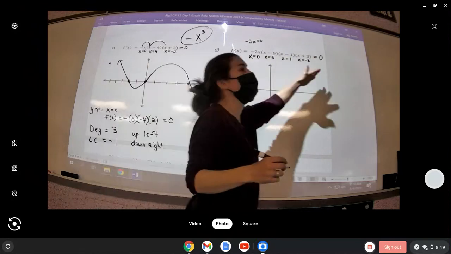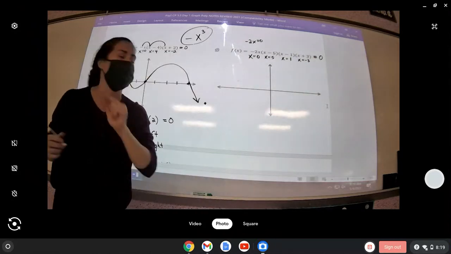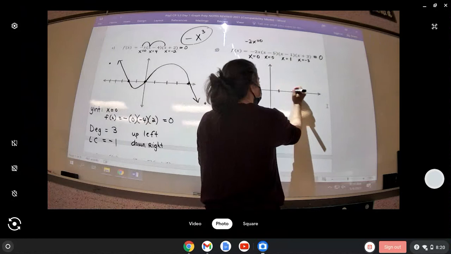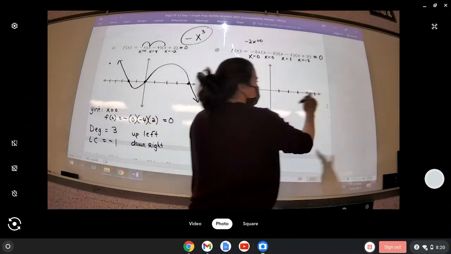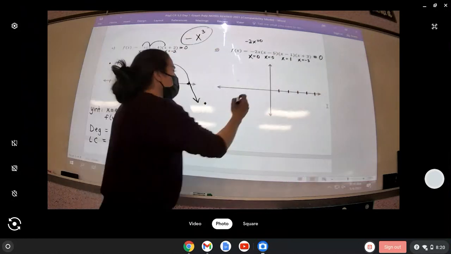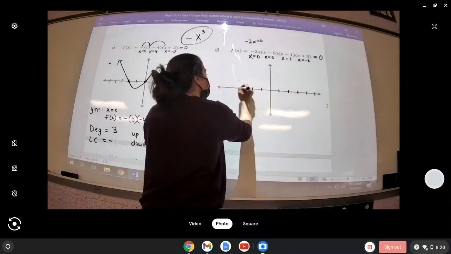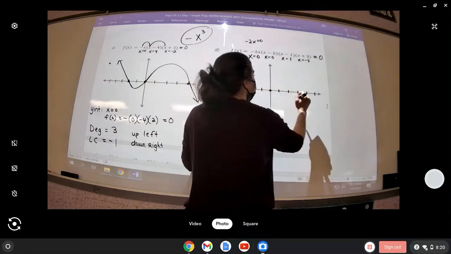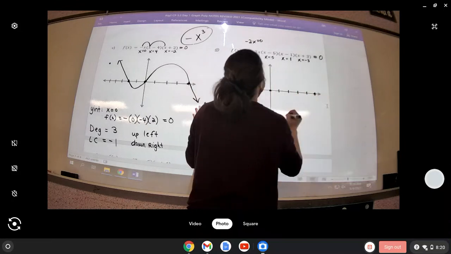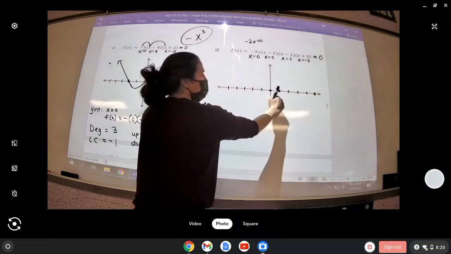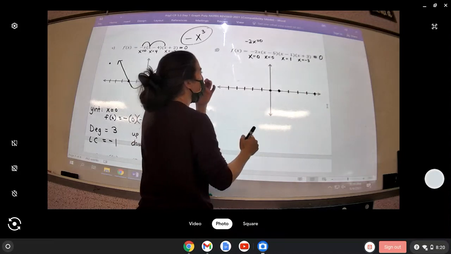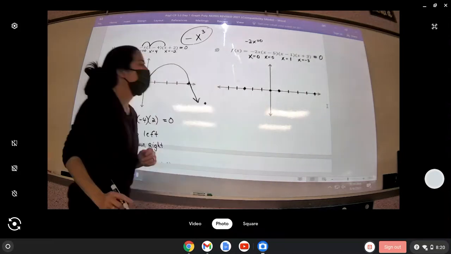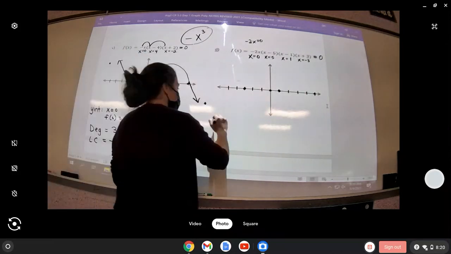And notice, none of them repeated. They all have that multiplicity of 1. And again, try to space it out if you can, because otherwise it can be a little tight to make your turns. All right, we got 0. We got 5. We got 1. See, that's going to be a little bit of a tight turn in there. And we got -3.